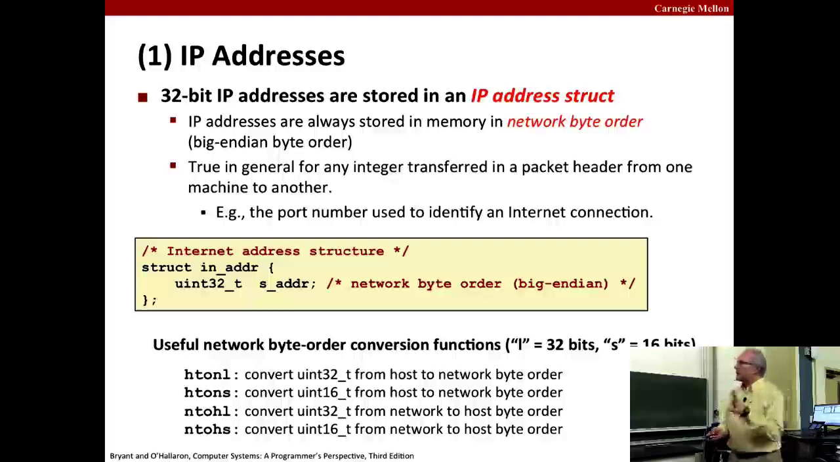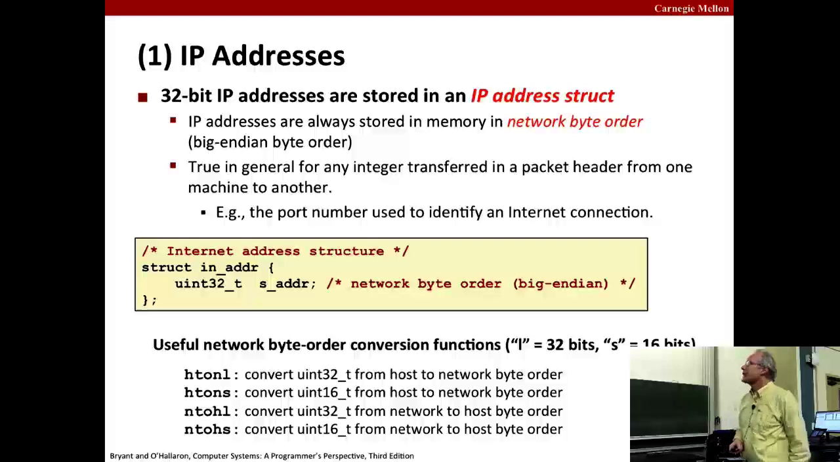In particular, there's a lot of different structs that are defined. One of them is called an in-adder, which means internet address, and it's just defined to be a 32-bit unsigned number. And in general, as I mentioned, the so-called network byte order, whoever designed the original protocols was a fan of big Endian addressing. And so that's what it is, even though most of the machines out there in this world are little Endian.